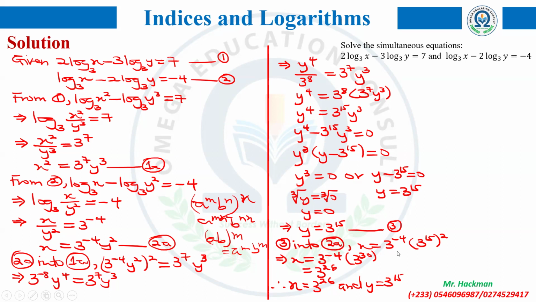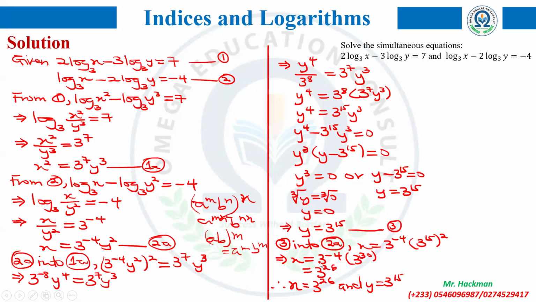Wherever you see y, here it is what? 3 to the power 15. So it will be 3 to the power negative 4, then y squared. My y is 3 to the power 15, the whole of that in the bracket squared, which you come and deal with the square here. So you get 3 to the power negative 4, then times this squared will give you 15 times 2. So that will give you 30 as your new exponent.